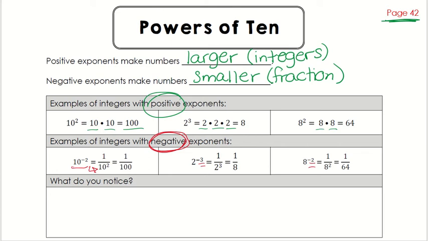So I want you to take 30 seconds, and I want you to talk to the people around you about what you notice about these two things we just talked about, positive and negative exponents. Pause the video, 30 seconds starts now.